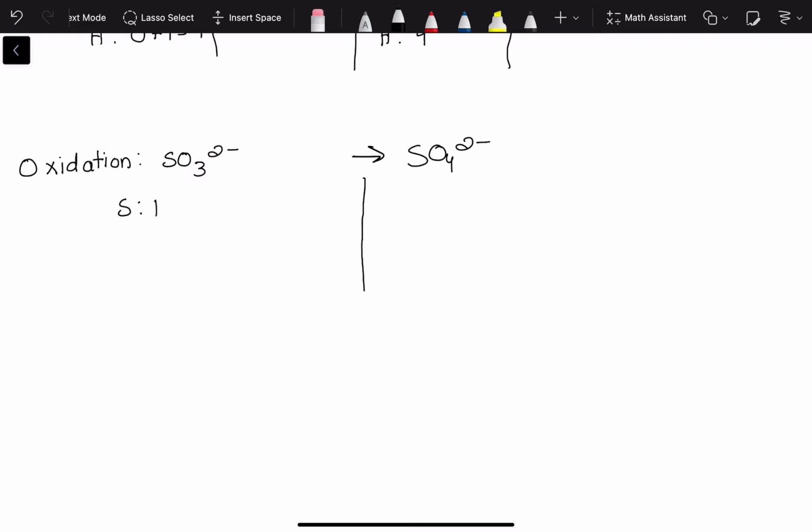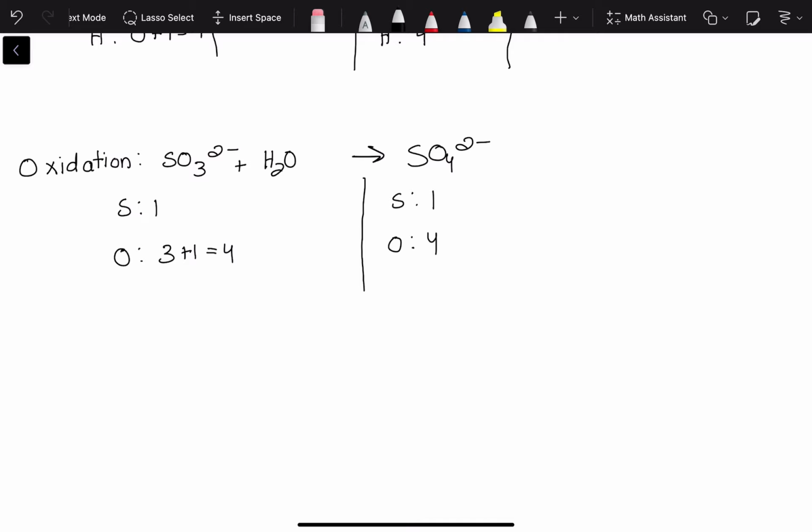We have one S on this side and one S on this side. Now let's look at the oxygen. We have 3 oxygen on this side. We have 4 oxygen on this side. So we have less oxygen on the left side. So to balance it out, we can add an H2O, giving us 1 more oxygen. So now all our oxygens are balanced.